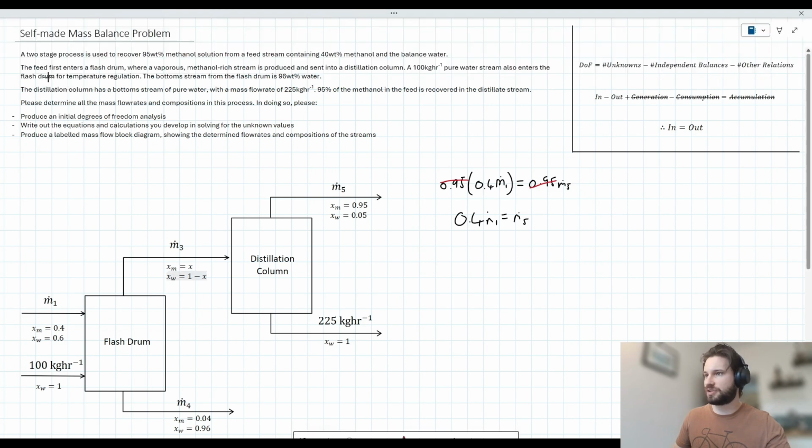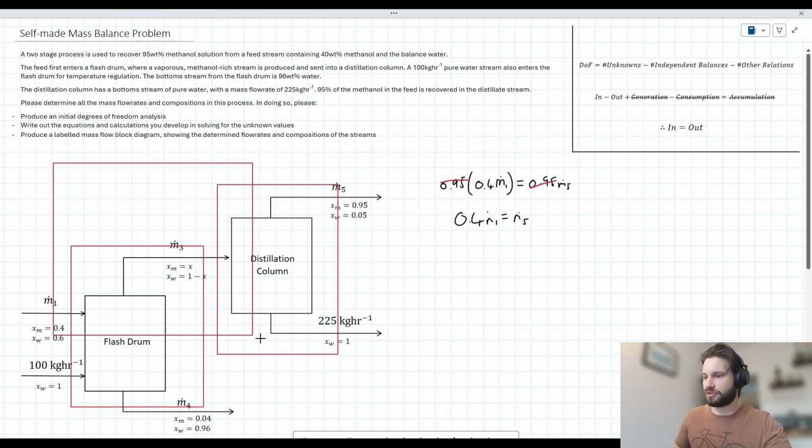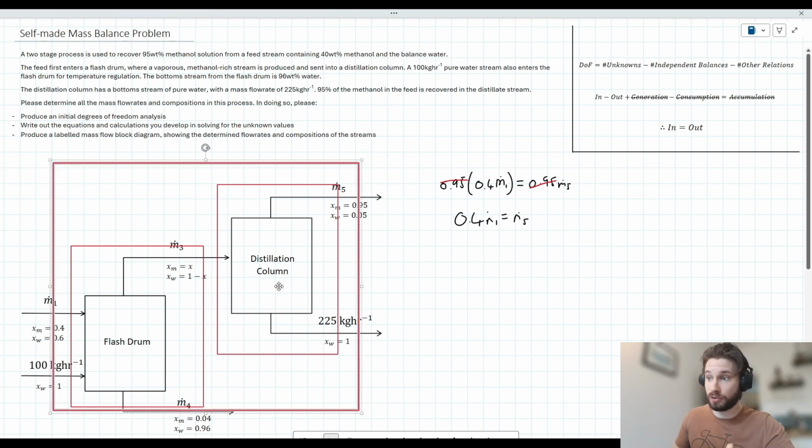There are three degrees of freedom analyses that we can carry out on our system here. The first is on the flash drum. For our flash drum, we would only consider streams M1, M2, M3, and M4. We can carry out a degrees of freedom analysis on our distillation column, and for that we'd only consider streams M3, M5, and M6. And naturally, we can carry out a degrees of freedom analysis on our system as a whole, and for that we consider M1, M2, M4, M5, and M6. Or in other words, we'd only really neglect M3 because that's taking place within the overall system.